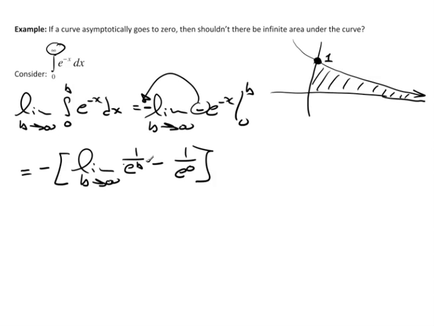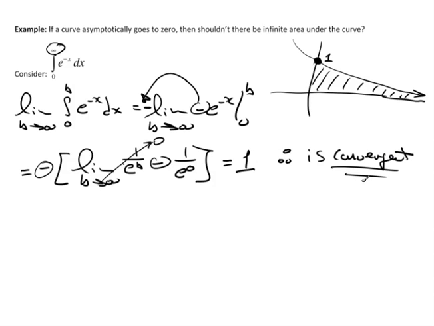Well, as b goes to infinity, e to the b goes to infinity, so this goes to 0. E to the 0 is 1, so this is a negative 1, but I have a double negative, so this is actually equal to 1. Well, that's kind of interesting because that has the same area as 1 over x squared does. Therefore, this integral is convergent. It converges to 1.